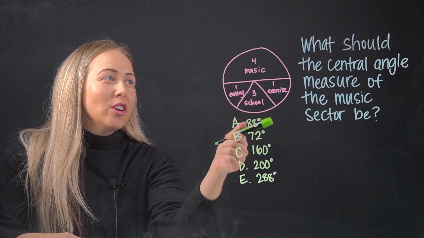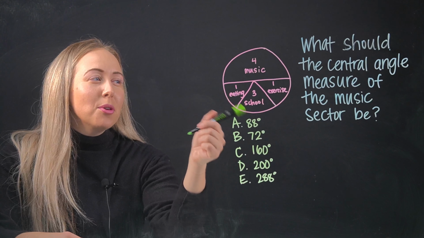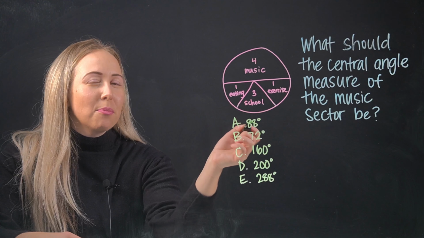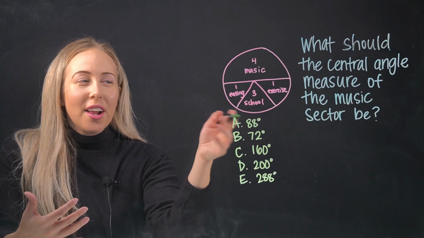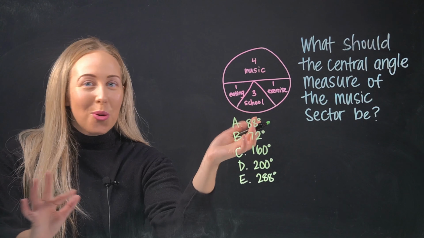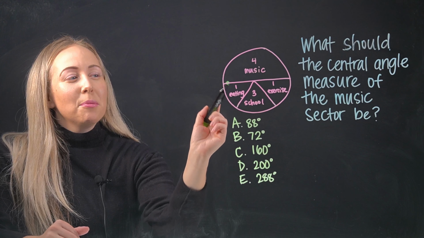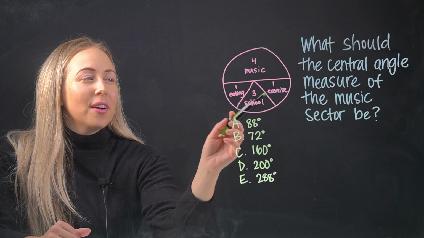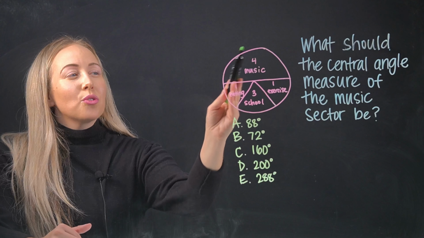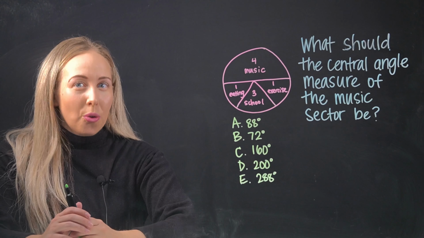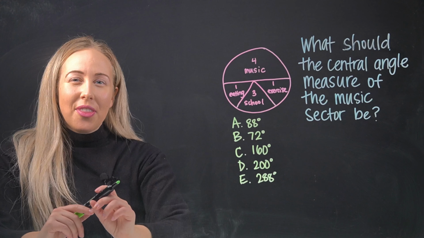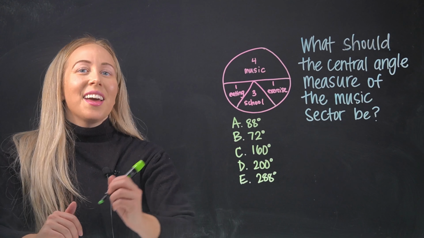The question asks, what should be the central angle measure of the music sector? So this is a pie chart showing how someone spends their time in one day. They're an aspiring musician at a musician training school maybe. They spend 4 hours a day on music, 3 hours a day on school, 1 hour on eating, 1 hour on exercise. But we know that this graph is drawn incorrectly. So the number of hours are correct, but the angles are incorrect.